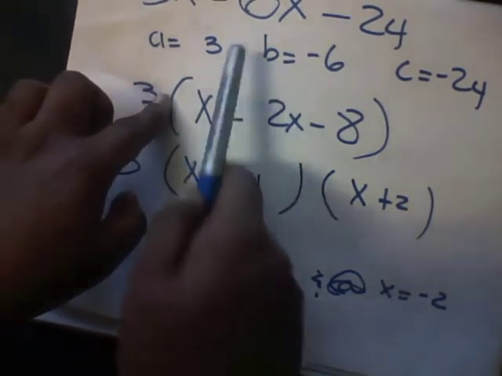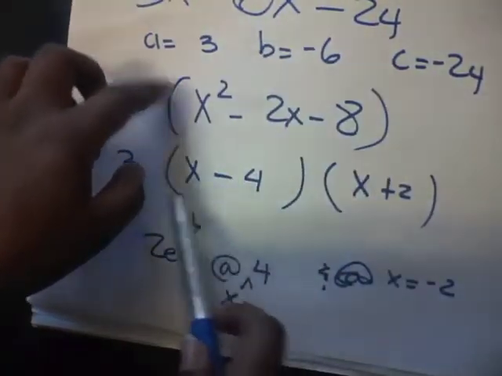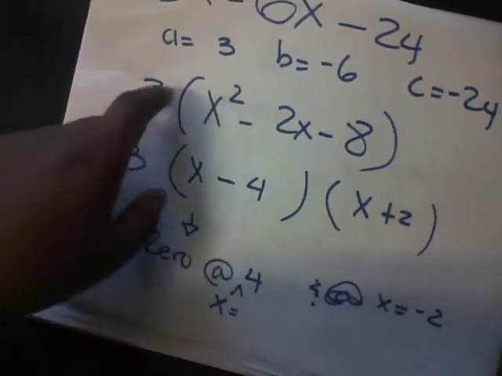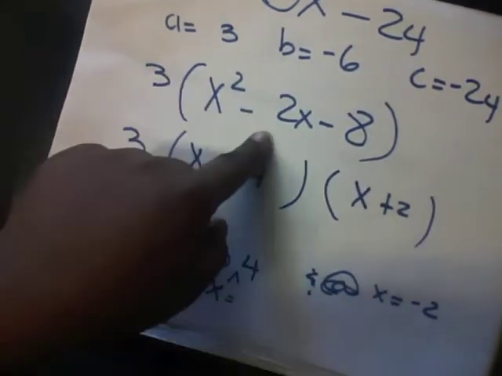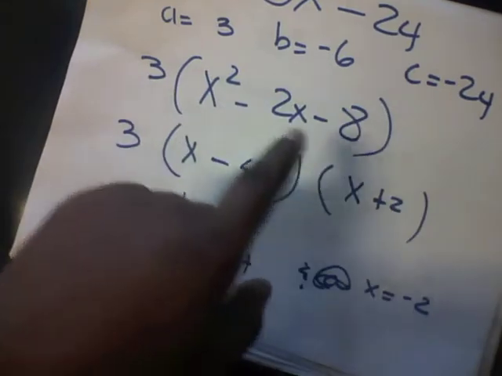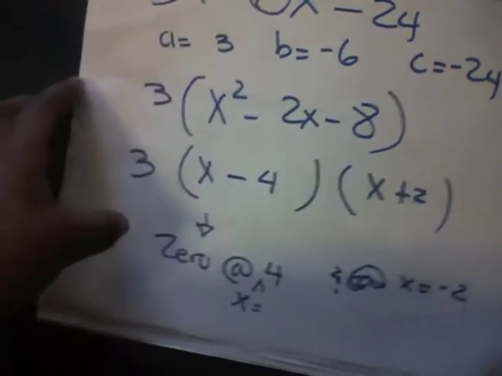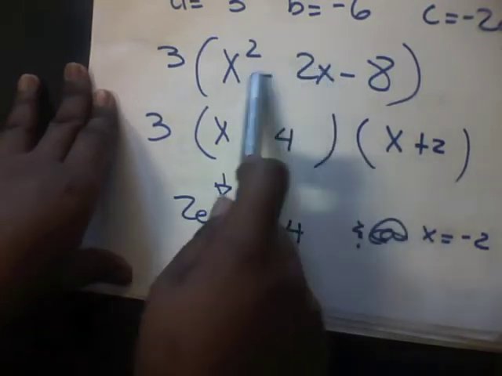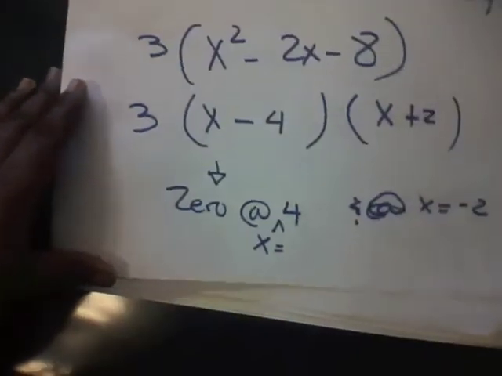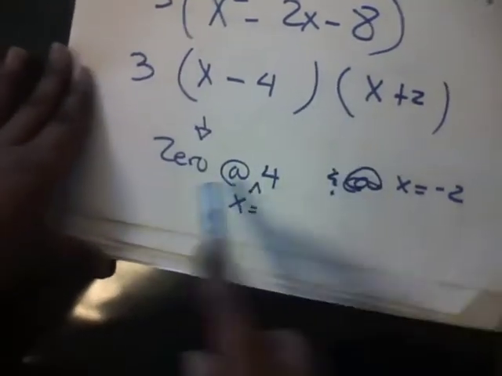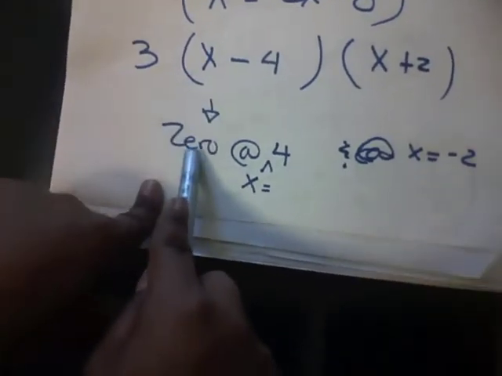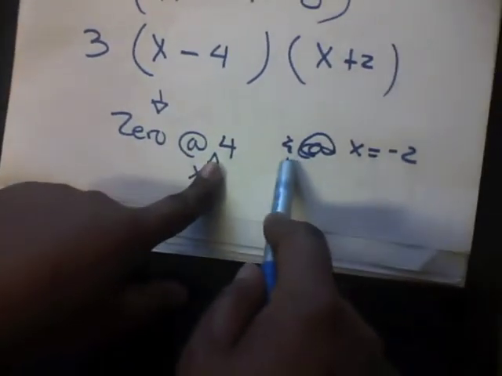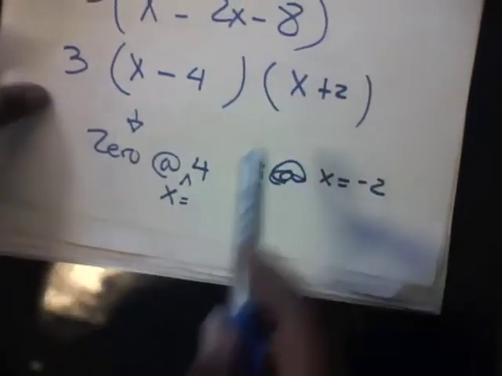Since all those terms have 3 in common, I had to take out a 3, and then I multiplied it. So x squared minus, so 3 times negative 2x equals negative 6x, and 3 times negative 8 is negative 24. So I know I'm doing it right. And then from that, I know that I can simplify it to its simplest form. So when I simplify it, I know that there will be a zero at x equals 4, and there will be a zero at x equals negative 2.